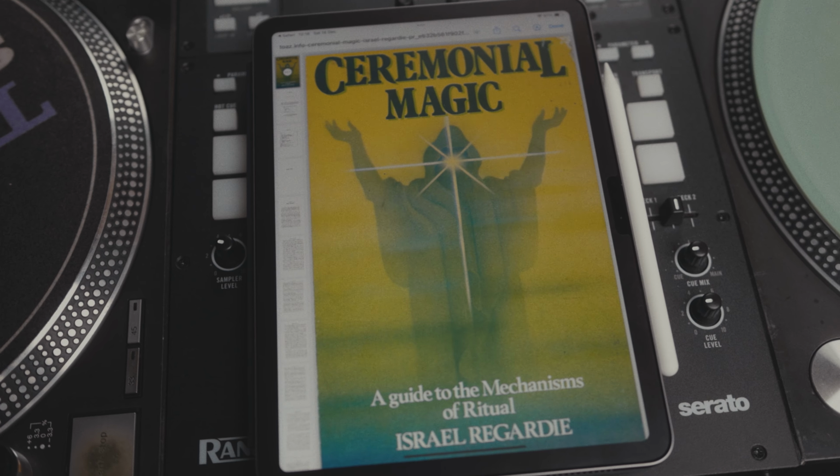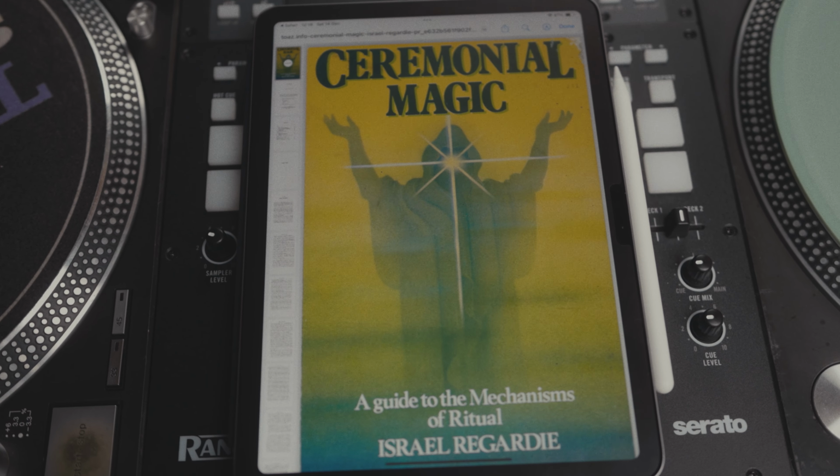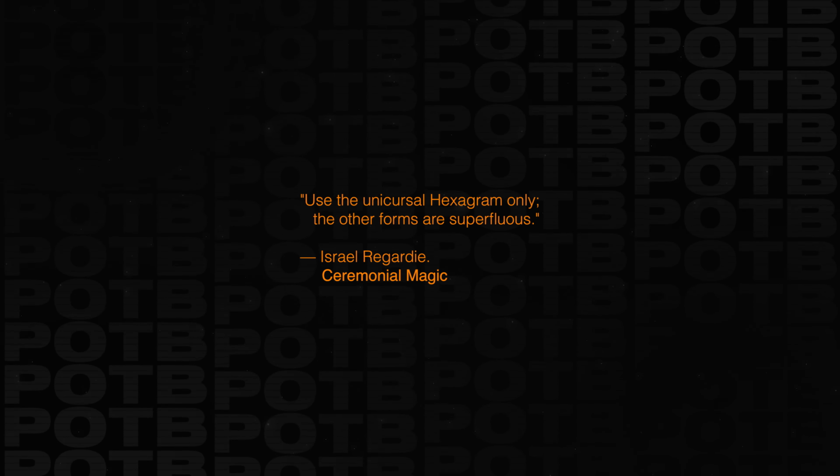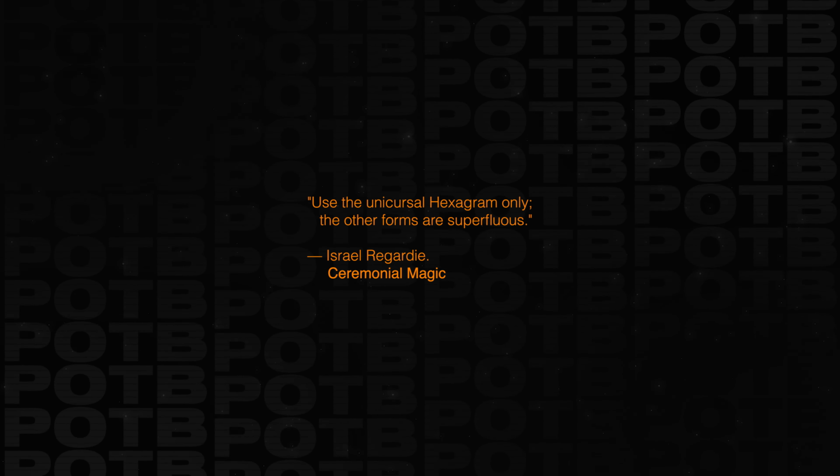In his Opening by Watchtower book Ceremonial Magic, Regardie advocates using nothing but Unicursal Hexagrams. Quote, "Use the Unicursal Hexagram only, the other forms are superfluous."